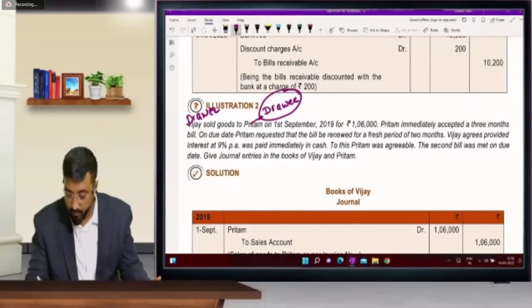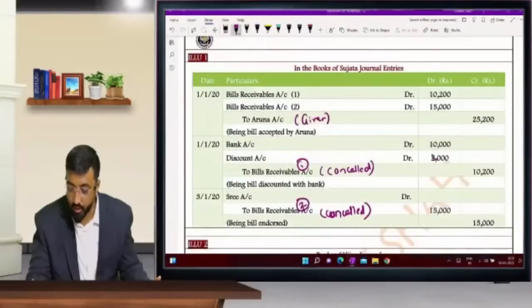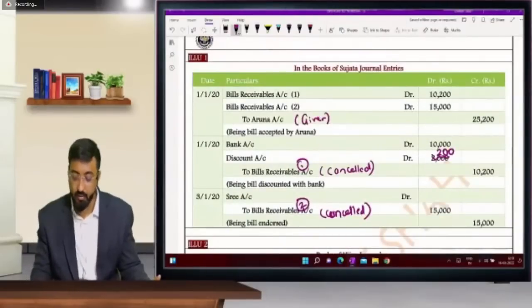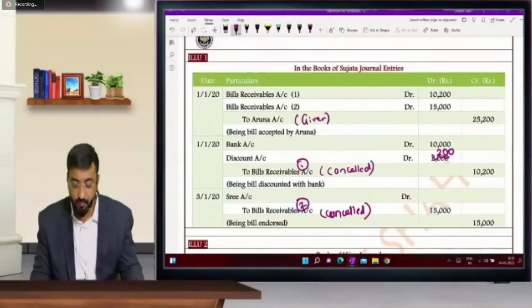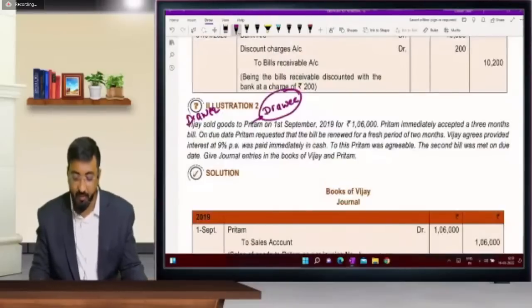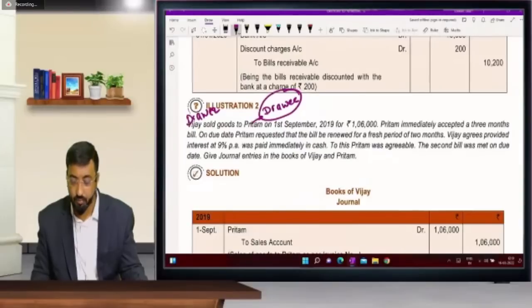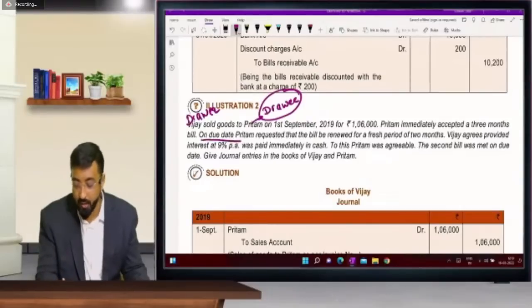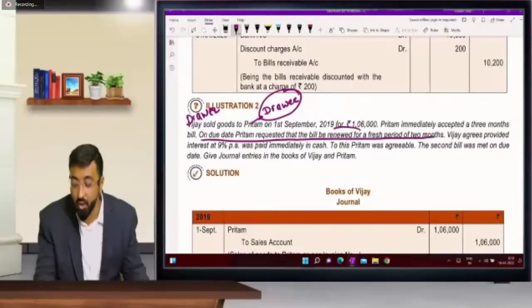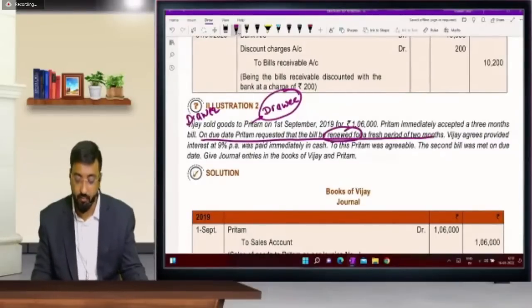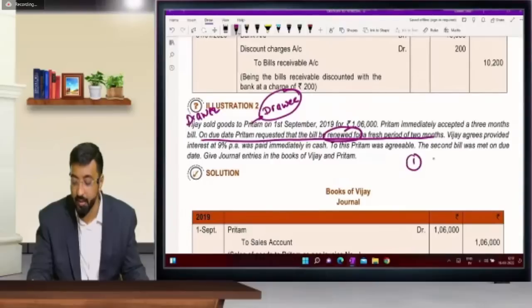$1,06,000. The discount amount is wrong. Yes, sorry. Discount amount is 200. Yes, it was wrong. Discount 200, not 2000. Just checking your focus level. Very good, beta. Vijay sold goods to Pritam on 1st September 2019. Pritam immediately accepts bill of 3 months. On due date, Pritam requested for renewal. Okay. So what is the first entry, beta?